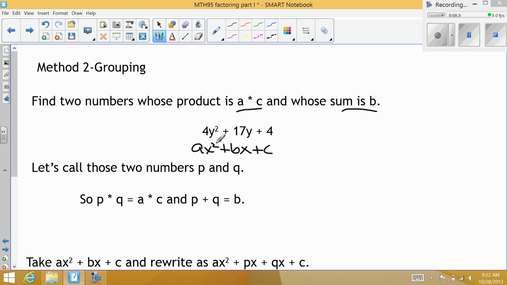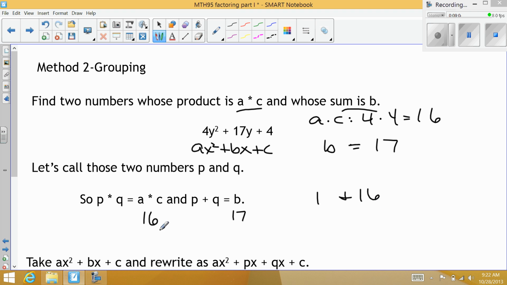This one would have many, many combinations to check if we were doing the guess and check method. So to use the Groupie method, my A times C is equal to 4 times 4, which is 16, and my B value is equal to 17. So I'm looking for 2 numbers, and for convenience I'm going to call them P and Q. So 2 numbers such that P times Q equals A times C, which in my case is 16, and P plus Q equals B, which in my case is 17. So I'm thinking 1 and 16. 1 times 16 is equal to 16, and 1 plus 16 is equal to 17.